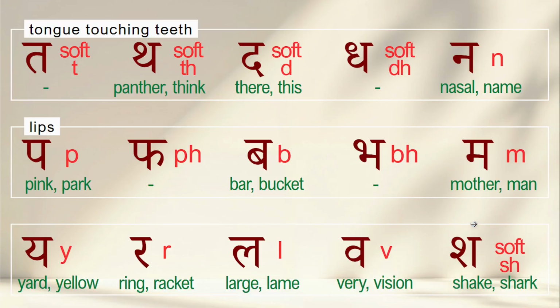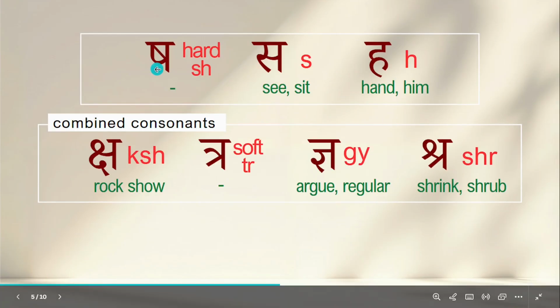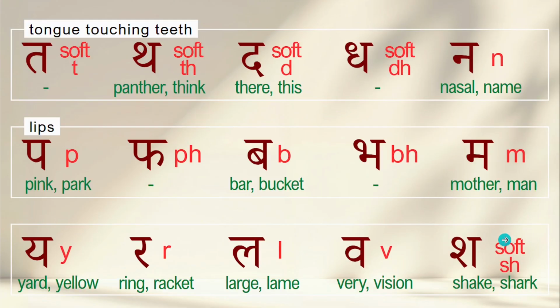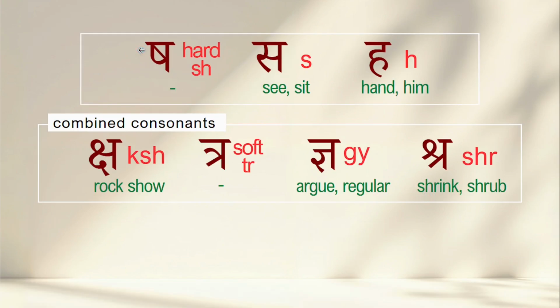This sh is a very soft sh, like shake, shark, and then we have sh, and this is a hard sh. So this one was sh, shake, and this one is the hard sh. Again, I don't know which words in English would have this. I was thinking of the word passion, but I'm not sure how hard that sh is. But it probably is if you just say passion like that. But yeah, so that's sh, s, h.